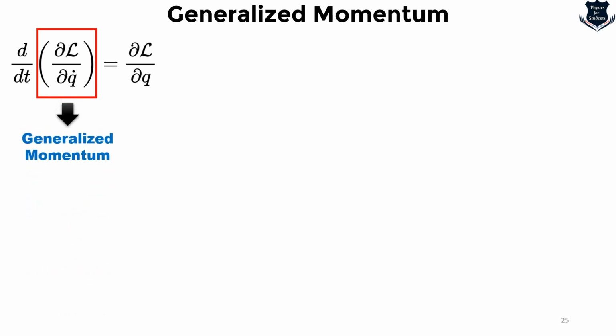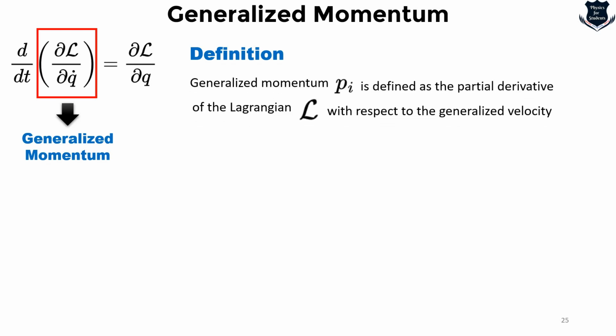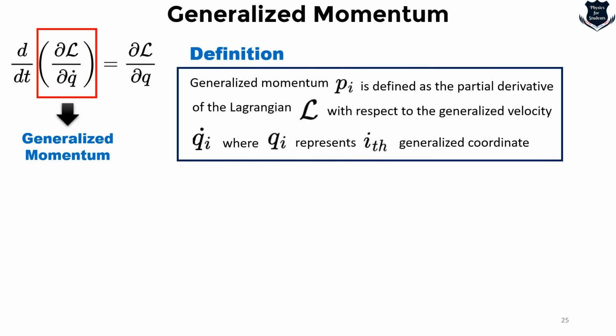So generalized momentum again is a generalization of the momentum. So where does it feature? This part. So this is the generalized momentum. First let us go by the general definition. The general definition says that the generalized momentum pi, remember it is generalized, not only linear, it contains all the momentum, is defined as the partial derivative of the Lagrangian L with respect to the generalized velocity, obviously qi dot, where qi represents the ith generalized coordinate. It can be 1, 2 or up to n. So this is actually the definition.